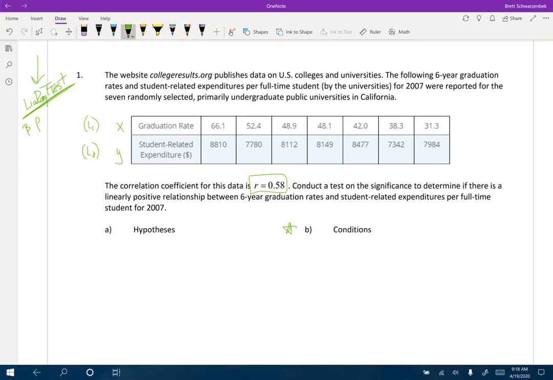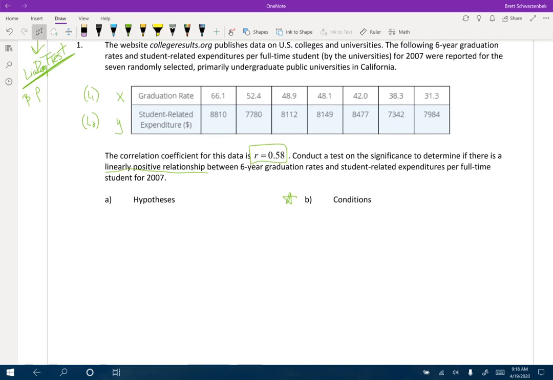It says conduct a test on significance to determine if there is a linearly positive relationship between graduation rates and student expenditure. Okay, so this is pretty straightforward. We can pretty much go through the process here. So, hypothesis we'll start with.